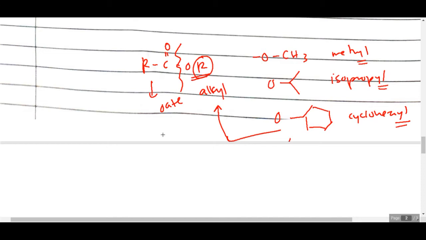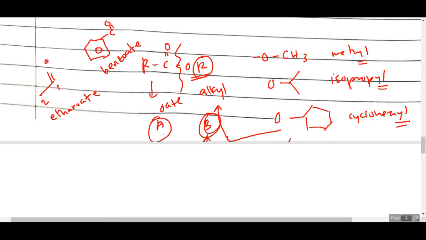Look for the longest chain, and then we're going to replace the "oic acid" into "oate". For instance, if we have two carbons attached to the C double bond O, this will become ethanoate. If we have a benzene attached to the C double bond O, this will become, from benzoic, benzoate. Alright, we're going to name the alcohol part first. Let's say this is A and B. We're going to name the alcohol part first, which is B, and then we're going to continue with the parent name. As usual, the parent name is located at the back of the chain.